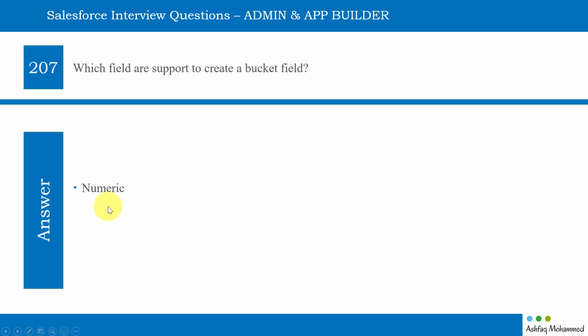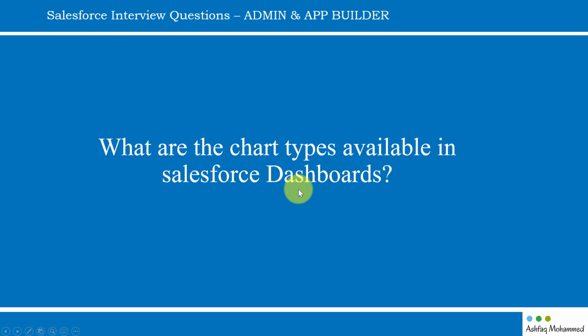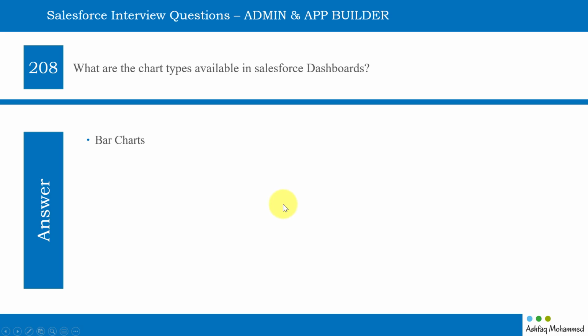So yes, for numeric, we can create a bucket field. Like, as I said, 0 to 1000 is my small bucket, right? It's a numeric. Or we can create it for picklist as well. And I can create it for text field as well. Not all text fields, just the normal text field we can create. Long text and all those things we cannot create.